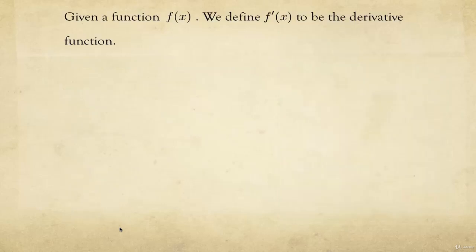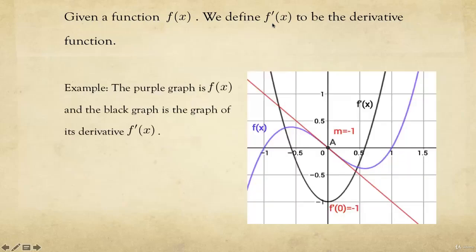Given a function f of x, we're going to denote f prime of x to be the derivative function. So this is a function, and this is the derivative function. It tells you the slope of the tangent line. So as an example, f of x is the purple graph, and then the black graph is f prime of x, its derivative.